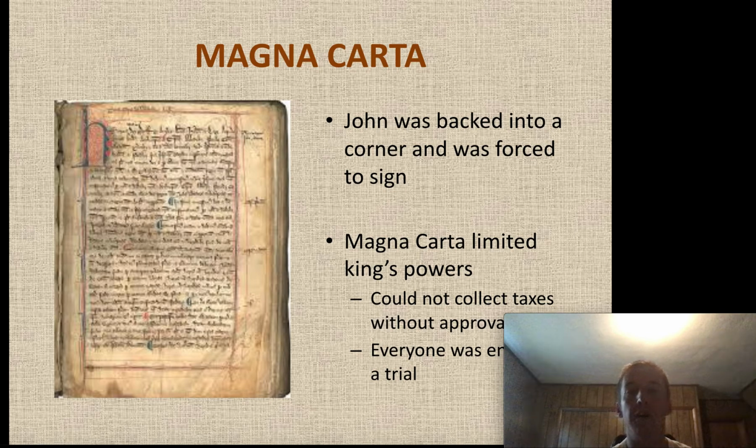The knights are his army. They are there to protect him. But they're saying that if he doesn't sign this, they're basically coming after him. So he really didn't have a choice. The Magna Carta is going to limit the king's power. It says that he could not collect taxes without approval, and that everyone was entitled to a fair trial. There's a variety of other things as well, but those are just two highlights of the Magna Carta.